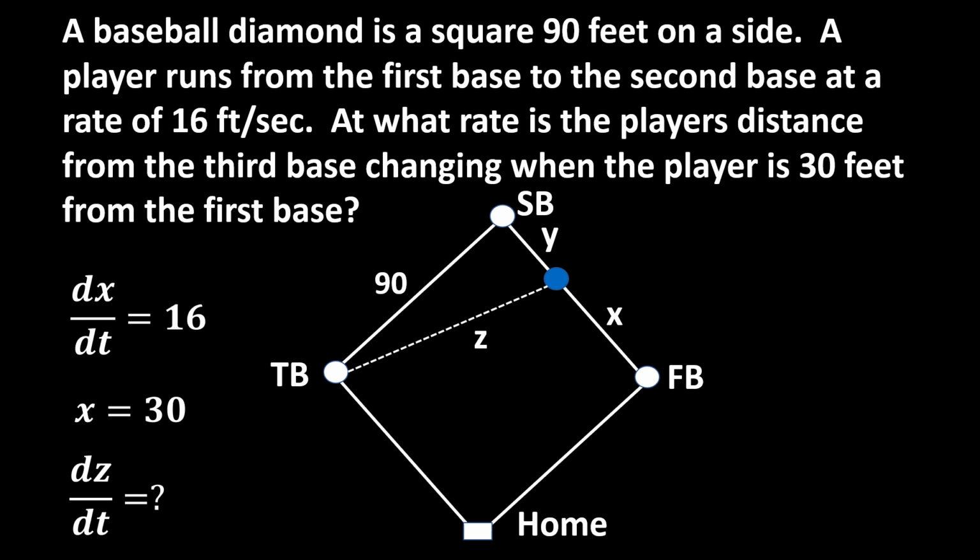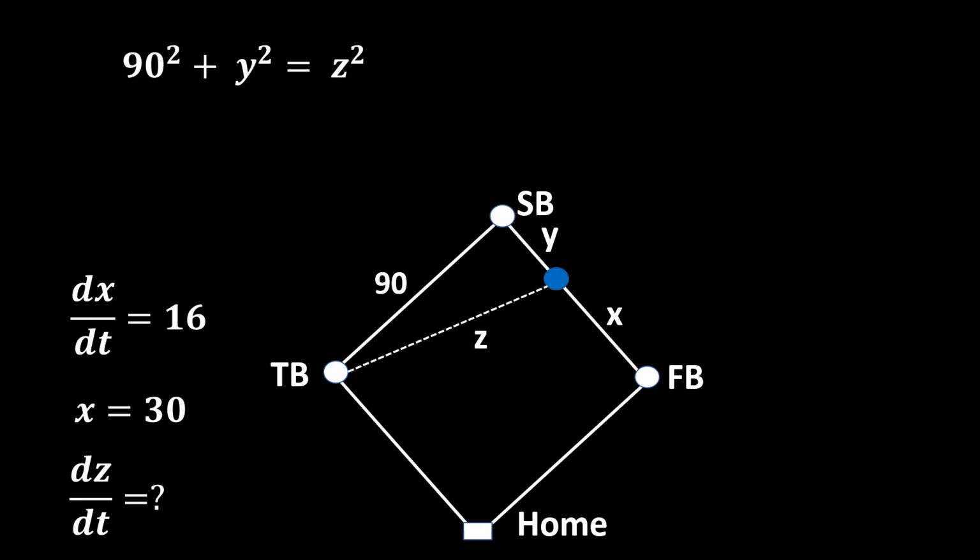For example, I hope you can see that there's a triangle formed between the third base, the second base, as well as the player's position. This triangle is a right triangle, and because of that we can use the Pythagorean theorem. I'm talking about the values 90, y, and z. Together they form a right triangle, and therefore they satisfy the Pythagorean theorem. Because of that, we can say that y squared plus 90 squared is equal to z squared.